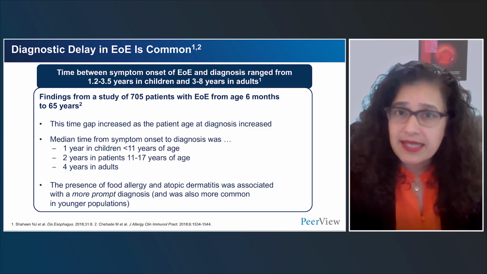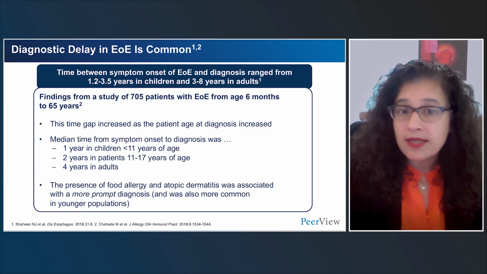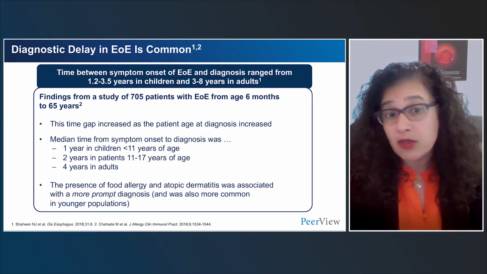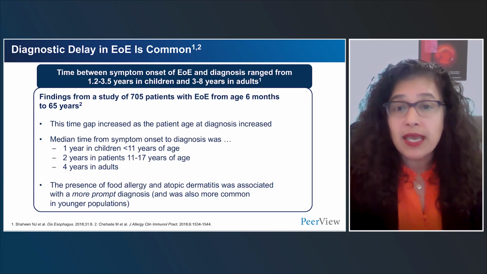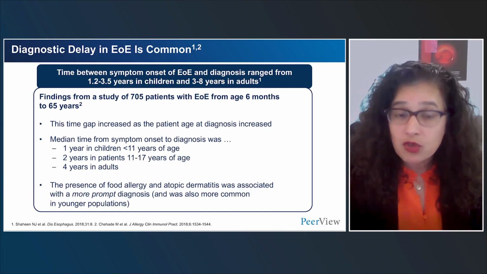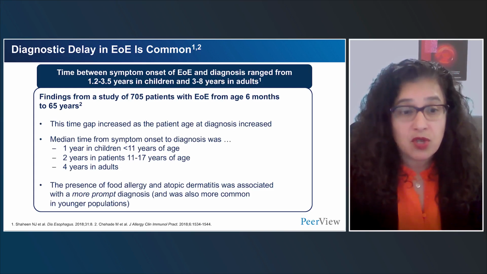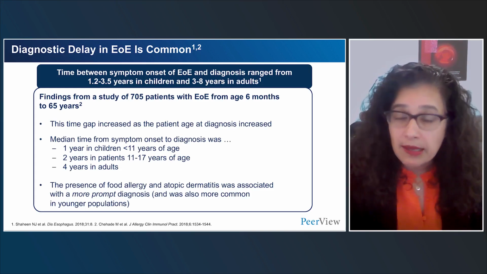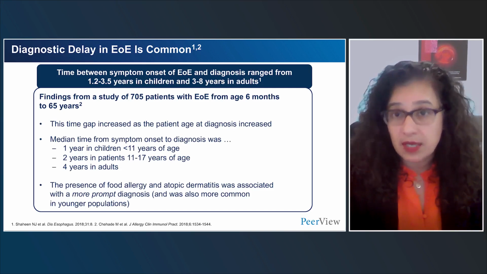Due to some of these adaptive behaviors, diagnostic delay in EoE is common. The time between symptom onset of EoE and diagnosis ranged from 1.2 to 3.5 years in children and 3 to 8 years in adults. Findings from a study of 705 patients with EoE who ranged from 6 months to 65 years showed, interestingly, that this time gap increased as the patient age at diagnosis increased.